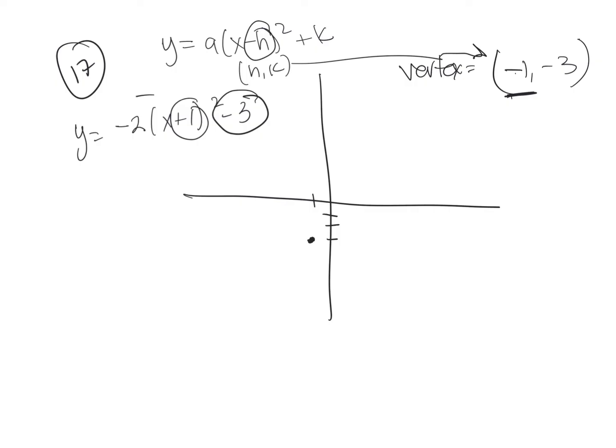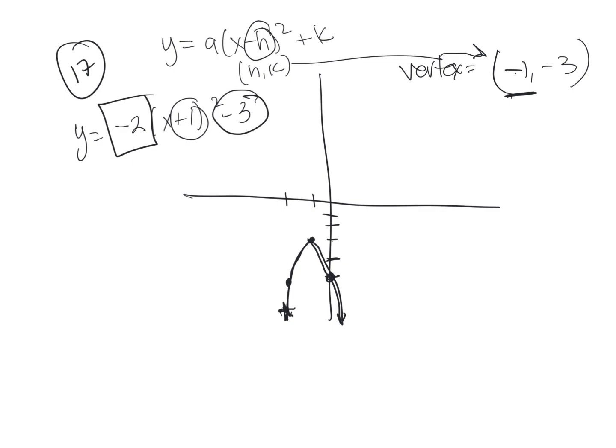Now this -2 says I'm going to open down, and when I go over 1, instead of going over 1 down 1, I'm going to go over 1 down 2. And I'm going to go over 1 this way and down 2. I'm going to sketch this little parabola just like that. And that's my parabola. Okay?